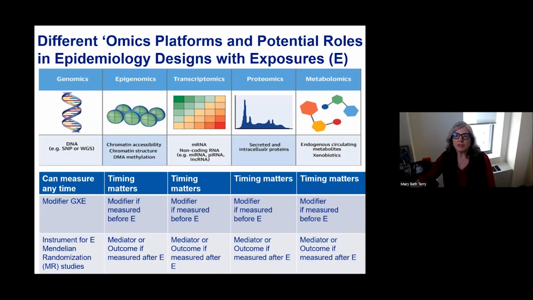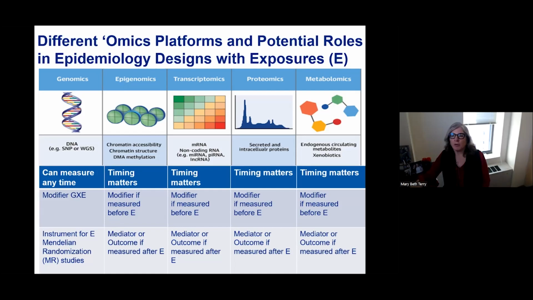Epidemiologic studies of cancer have mainly focused primarily on genomics and to a lesser extent epigenomics, but are starting to collect samples in a way that can allow for measurement of other omics. But even as the technology improves to make it possible to measure different omics platforms, it is essential to think about the timing of when they are measured. Genomics and other omics platforms, if measured before the exposure occurs, can be used to understand underlying susceptibility. In other words, as a modifier or an interaction term.